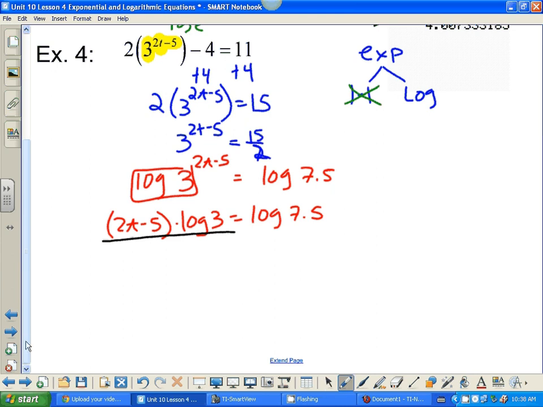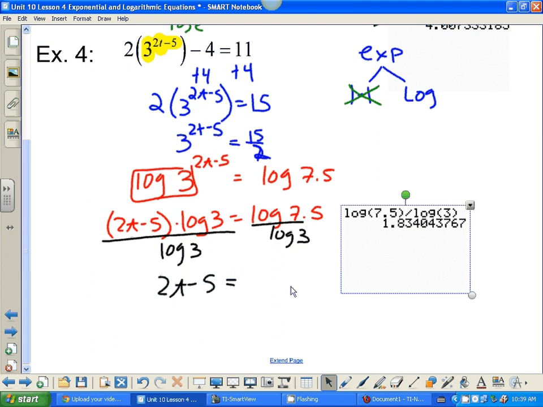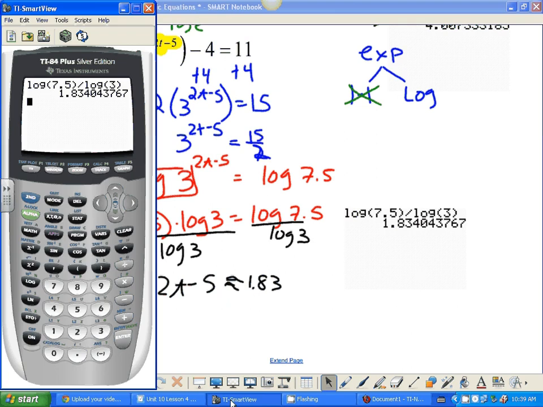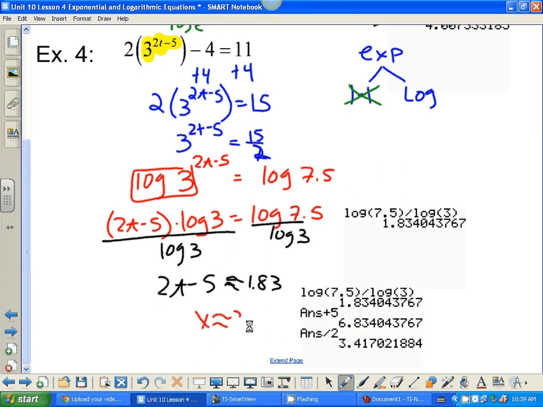Okay? In order to get the 2t by itself, I'm going to divide by the log of 3 on both sides. So I have 2t minus 5 equals, and let's figure out what that value is, the log of 7.5 divided by the log of 3. So this gives me approximately 1.83. I encourage you to just keep that value in your calculator, because in order to get my final answer, I need to add 5 to it and then divide by 2. So my final answer is x is approximately 3.4.